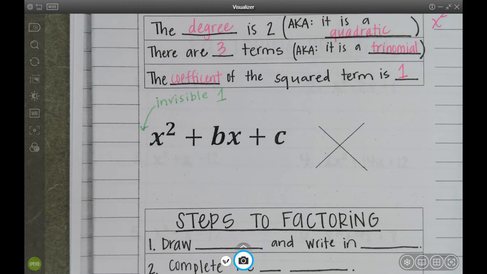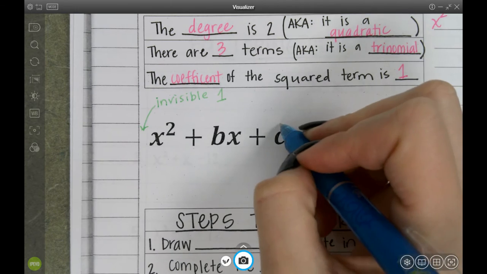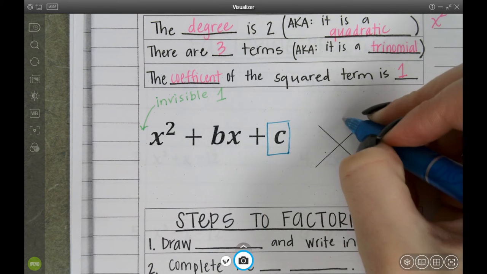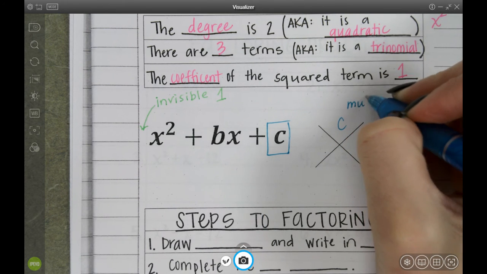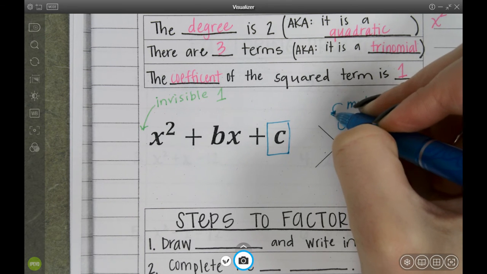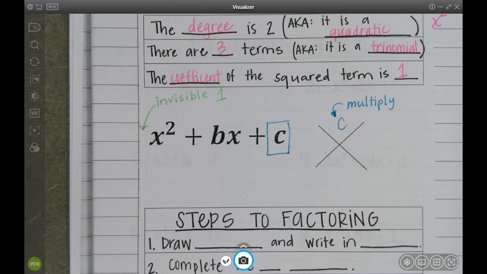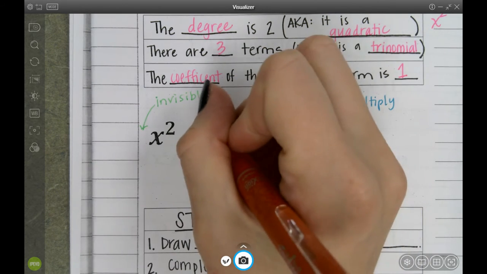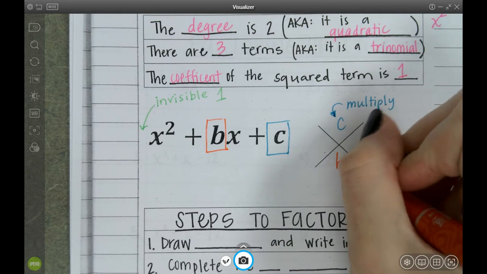Okay, so you may have in Algebra 1 done these X puzzles. So on these X puzzles, you're looking for 2 numbers that multiply to give you C, or multiply to give you that last term, but add to give you B.